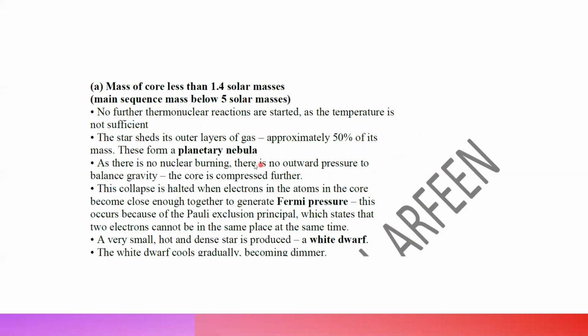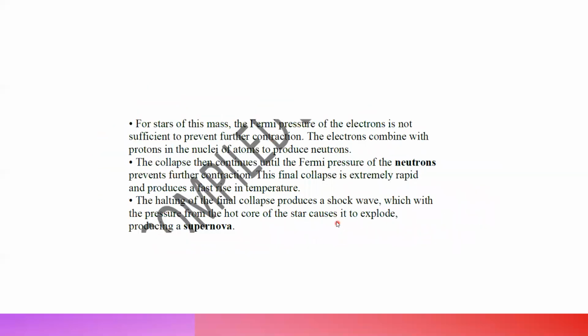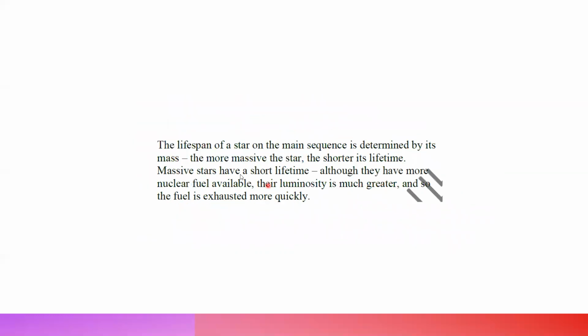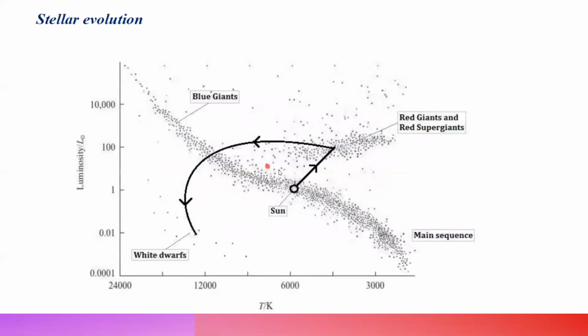You are just learning two parts. One is the low mass star: low mass stars produce white dwarfs, and high mass or massive stars produce black holes and neutron stars. The lifespan of a star on the main sequence is determined by its mass. The more mass, the shorter the lifetime on the main sequence, because they undergo fusion at a faster rate, so they consume all of their fuel sooner.